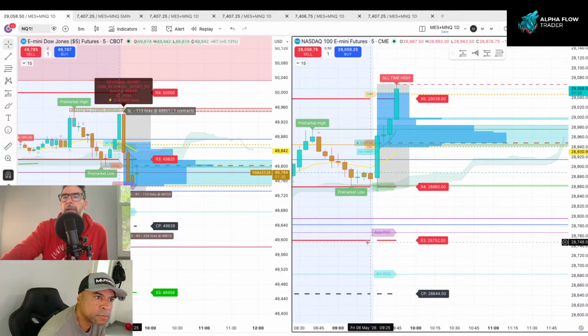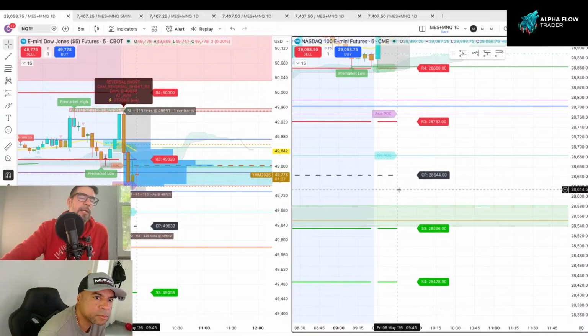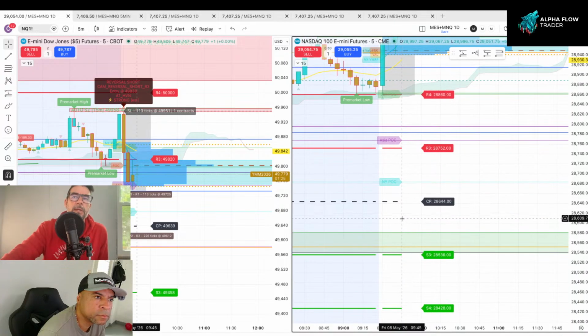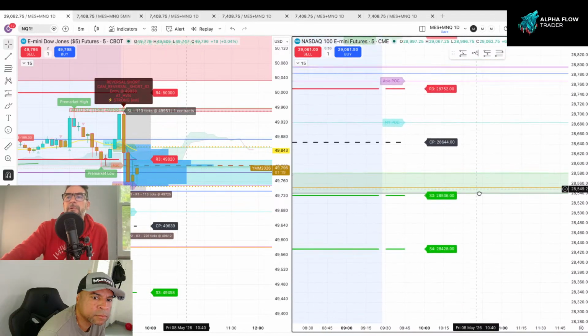And then the levels, the Cam levels. So this would be the central pivot there. So support 4, support 3, central pivot, which sort of acts like a point of control in the value area strategy. Then you've got your resistances, R3, R4, R5, S3, S4, S5.